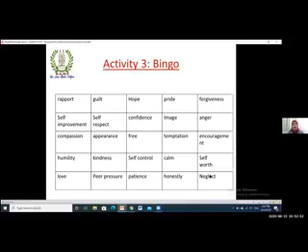Yes, as if there are some empathic words, and these empathic words, we will select them. So please select the empathic words in this table. Write as many as you can from these words. Please write in the chat box.